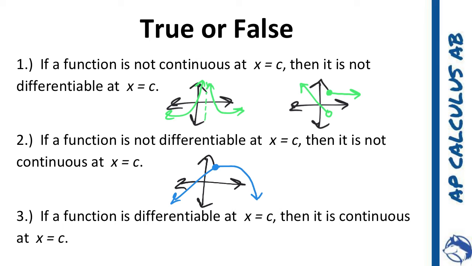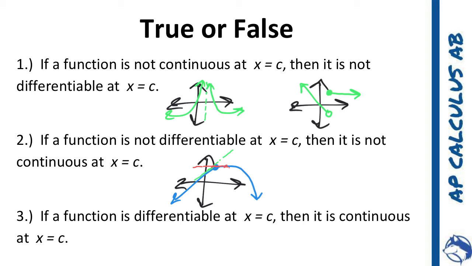But right here, the slope at this point coming from the left looks like this, and the slope coming from the right looks like this. And since those slopes aren't the same, then we know it cannot be differentiable.